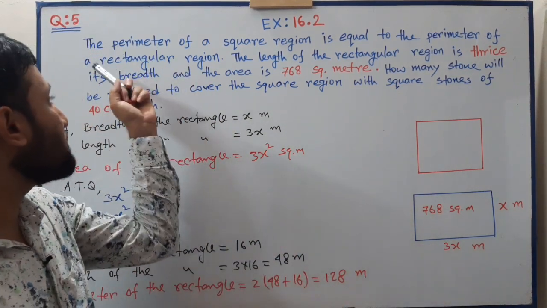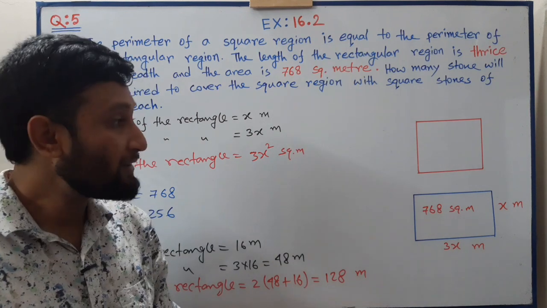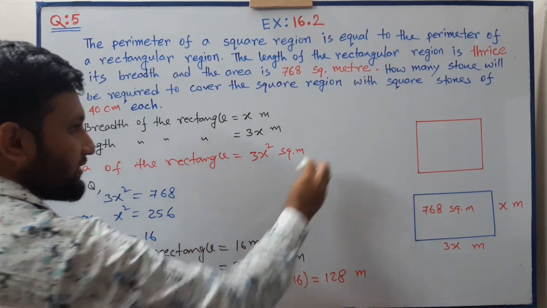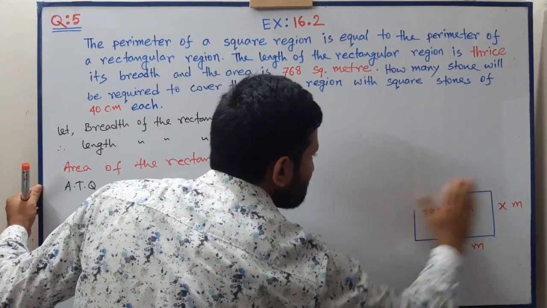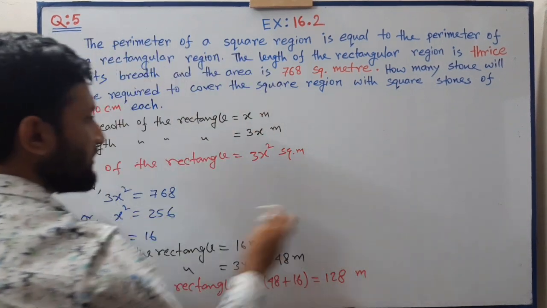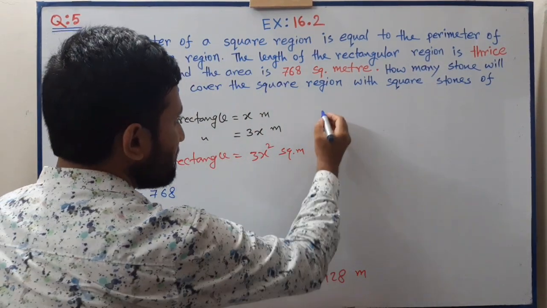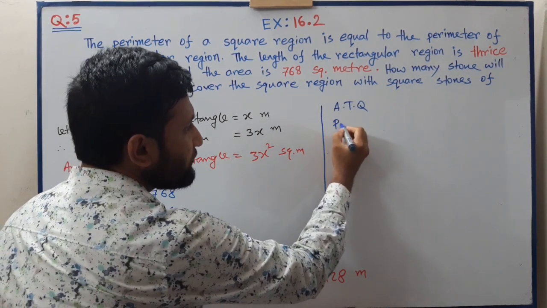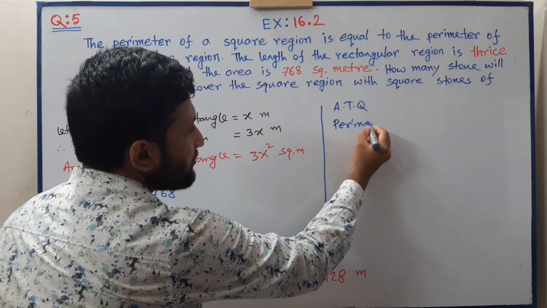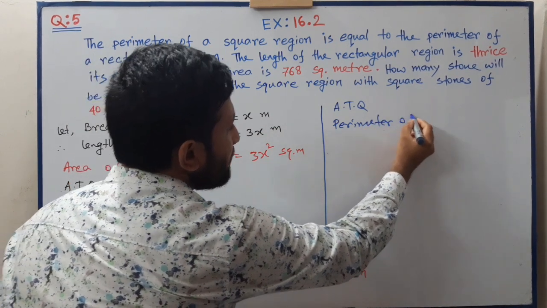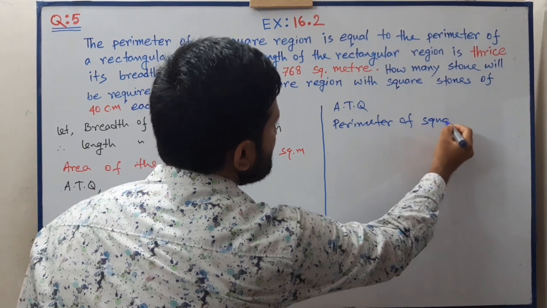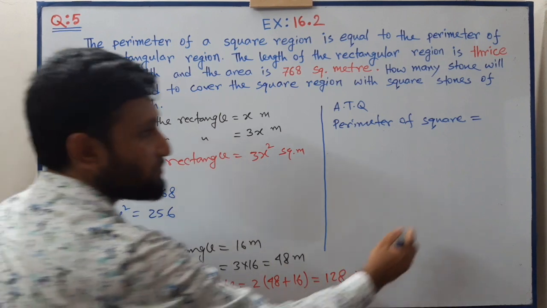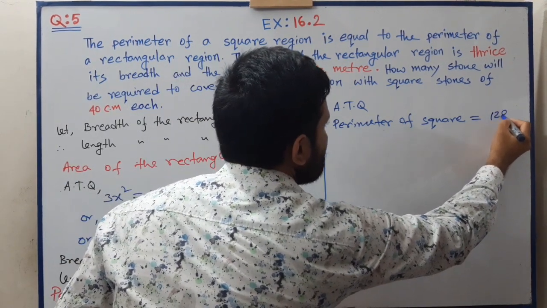But according to the question, in the first portion of this question, the perimeter of the square and rectangle are equal. So we can say that, write down here the next calculation. So it is this part. Now we can write according to the question: the perimeter of the square is equal to the perimeter of this rectangle, that means 128 meter.